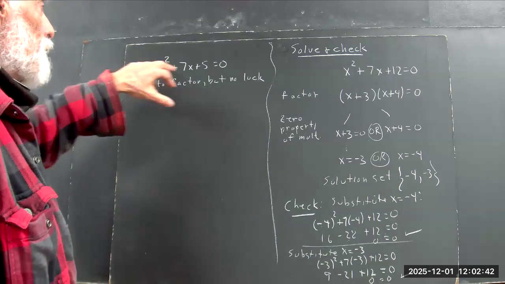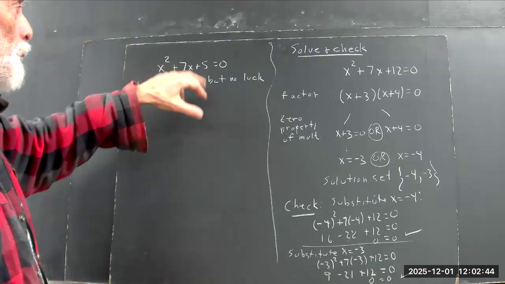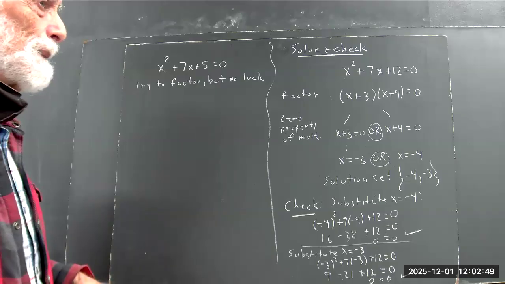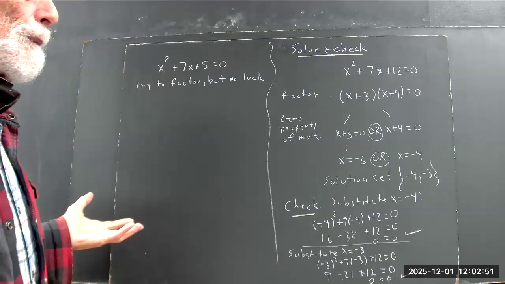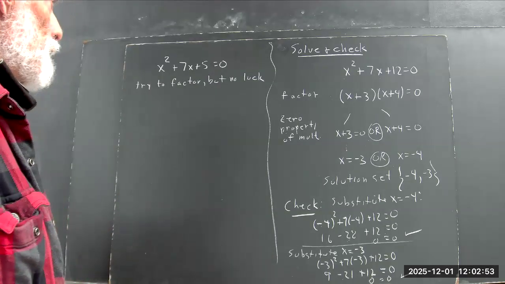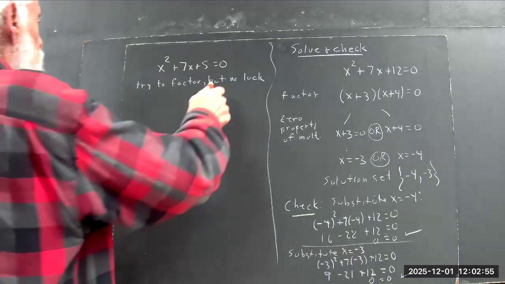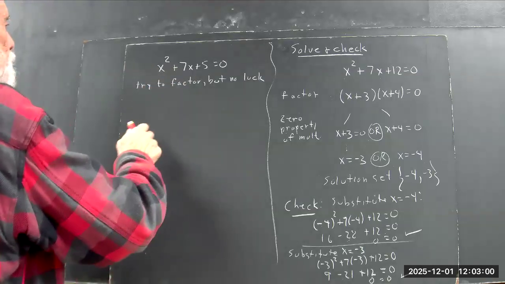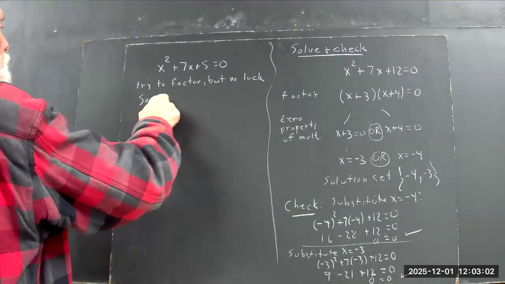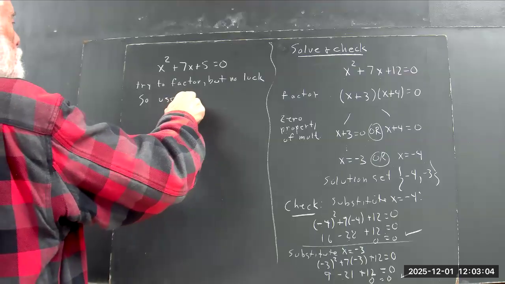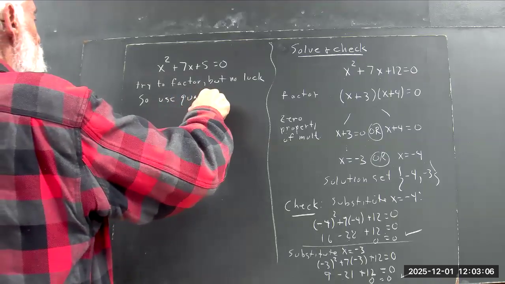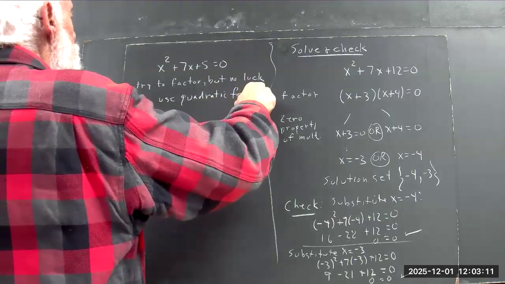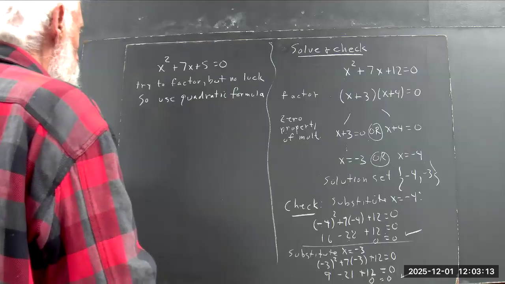We can try x plus 5 and x plus 1. That would give us x squared plus 6x plus 5. That's about the only thing we could try. Now, there could be rational factors, but we're not going to get into that until the pre-calculus course. So we're going to use the quadratic formula.